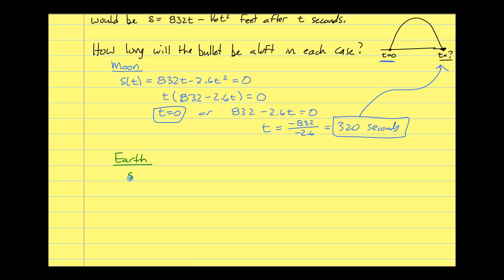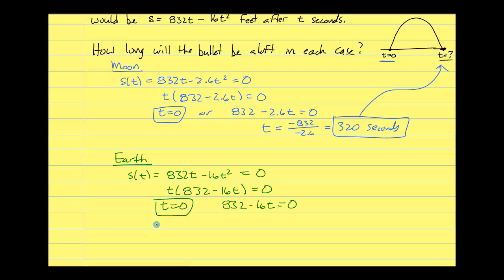On the Earth, it's the same thing. I want to look at the position function, and I want to figure out where the position function equals 0, because where it equals 0 is when it is shot off the surface and when it hits the surface again. So when I set it equal to 0, I can use the zero factor property by factoring out a t, and I have 832 minus 16t equals 0. The zero factor property says that either t equals 0 or the other factor must equal 0.